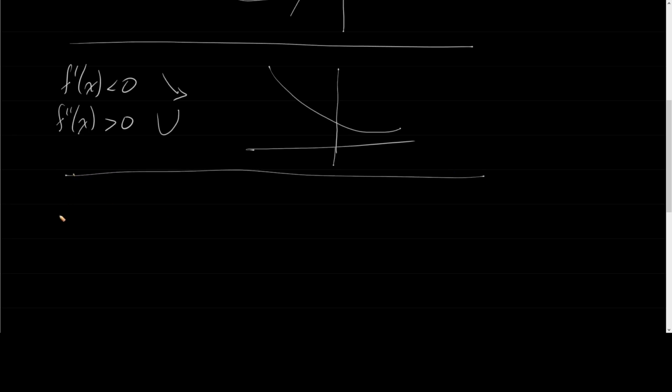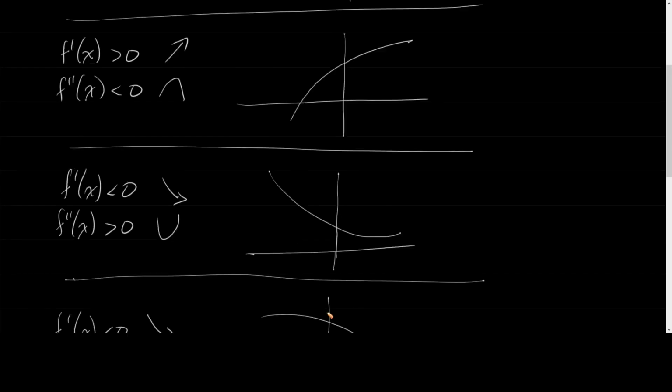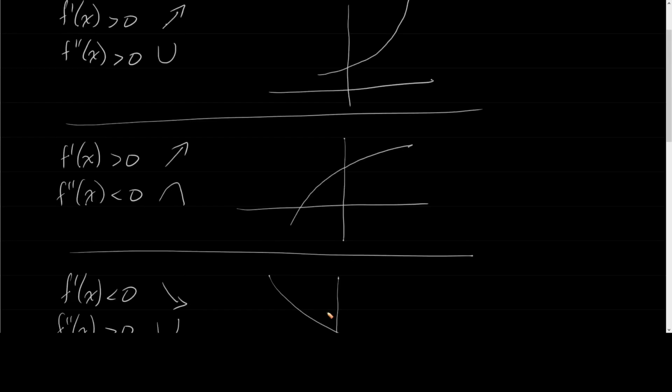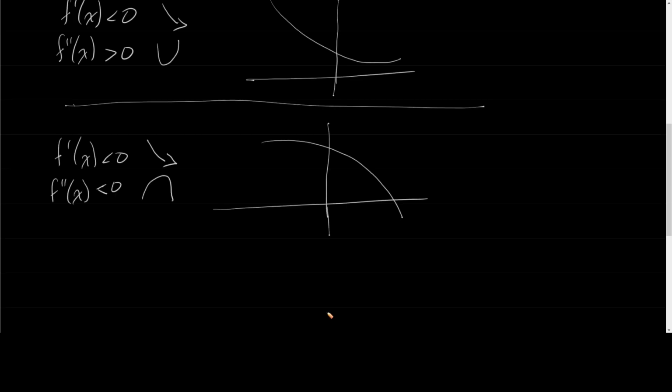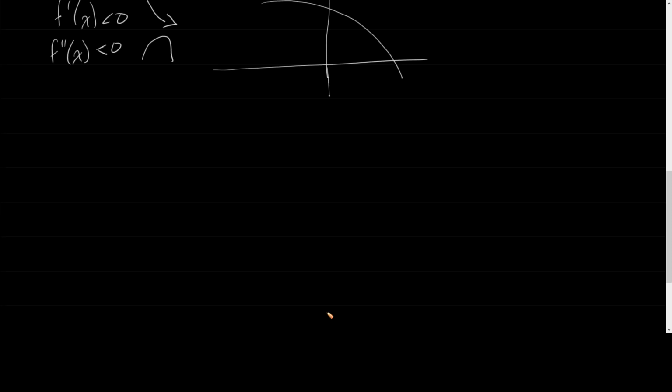And finally, if I look at f prime of x being less than 0 and f double prime of x being less than 0, what does that tell me? That tells me that we're decreasing, concave downwards. Decreasing concave downwards looks like that, right? So these are essentially the four scenarios of what a curve might look like at any given moment. So when we're curve sketching, these are all things that we need to keep in mind.